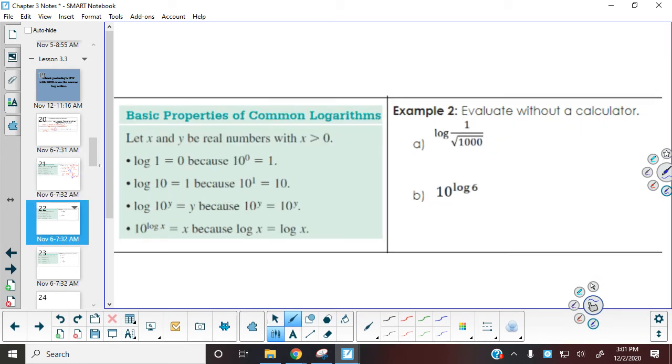If we look at the next one, please let this just be kind of natural. Notice here it says evaluate without a calculator, but notice you don't have any bases written in here with these logarithms.